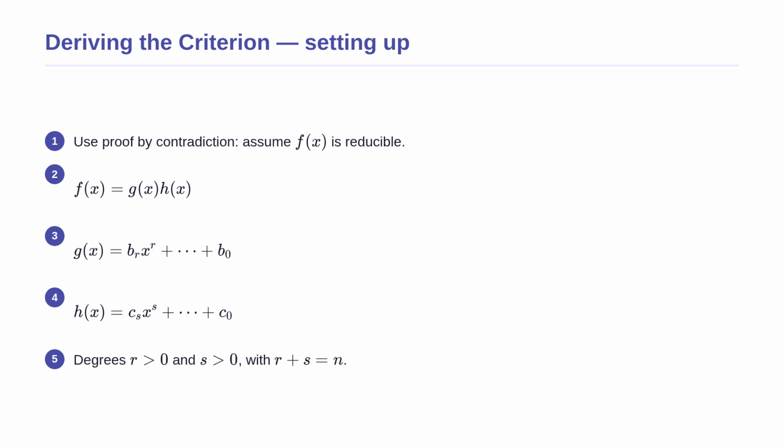We will assume the exact opposite of what we want to prove. We assume our polynomial f of x is actually reducible. This means it can be factored into two smaller polynomials, which we will call g of x and h of x. We write out g of x with coefficients b and a degree r. We write out h of x with coefficients c and a degree s. Because they are smaller pieces, both r and s must be greater than 0, and their sum must equal the original degree n. We will now show that this assumption breaks the fundamental rules of mathematics.